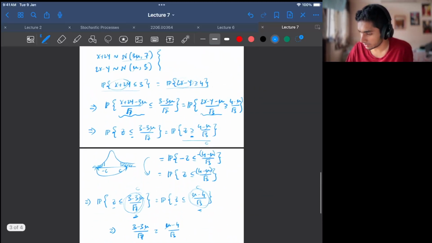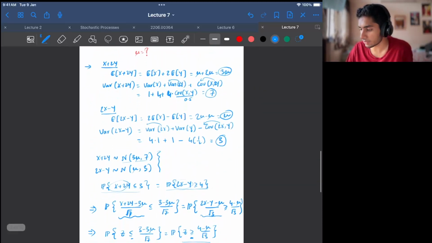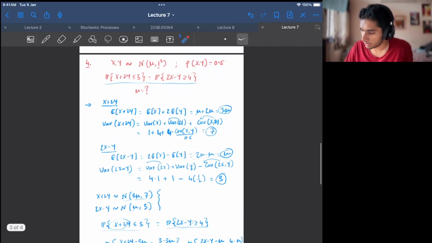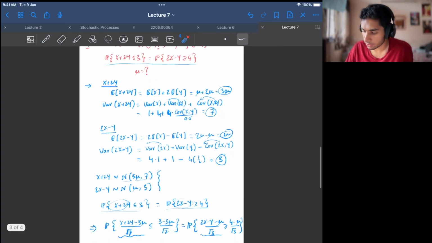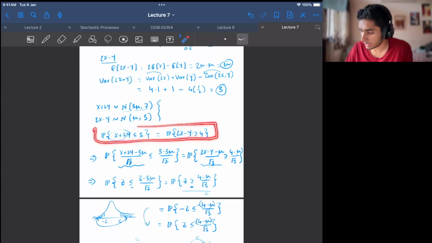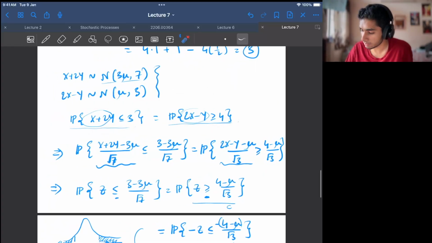So again, this was a good question. I mean, decent question, I would say. So again, I will just recap. We knew that x plus 2y is going to be a Gaussian random variable. We calculated its mean and variance. We knew that 2x minus y is also going to be a Gaussian random variable. We again calculated its mean and variance. After calculating their mean and variance, we used the given condition that these two probabilities are the same.